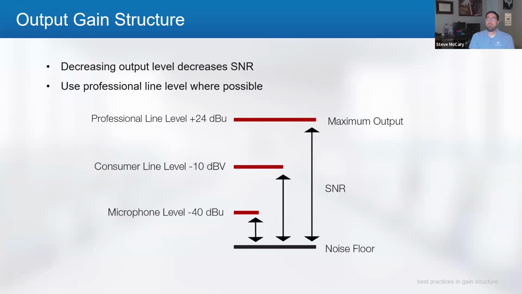Okay, so when we talk about output gain structure, professional line level is plus 24 dBu. Consumer line level is negative 10. And then microphones are negative 40.